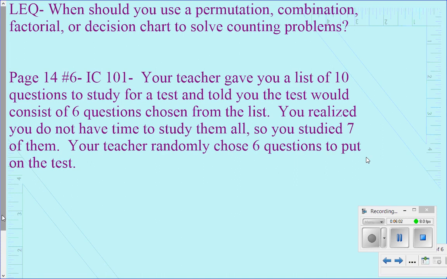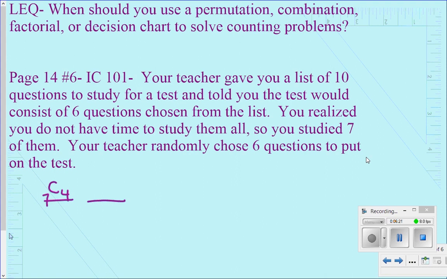Well, hopefully you're realizing the order doesn't matter here and that we can't repeat questions. So this is a combination. So that first, there's blanks there. That first blank would be 7C4. Why? Because you studied 7 and the teacher's picking 4 from the 7 that you studied.